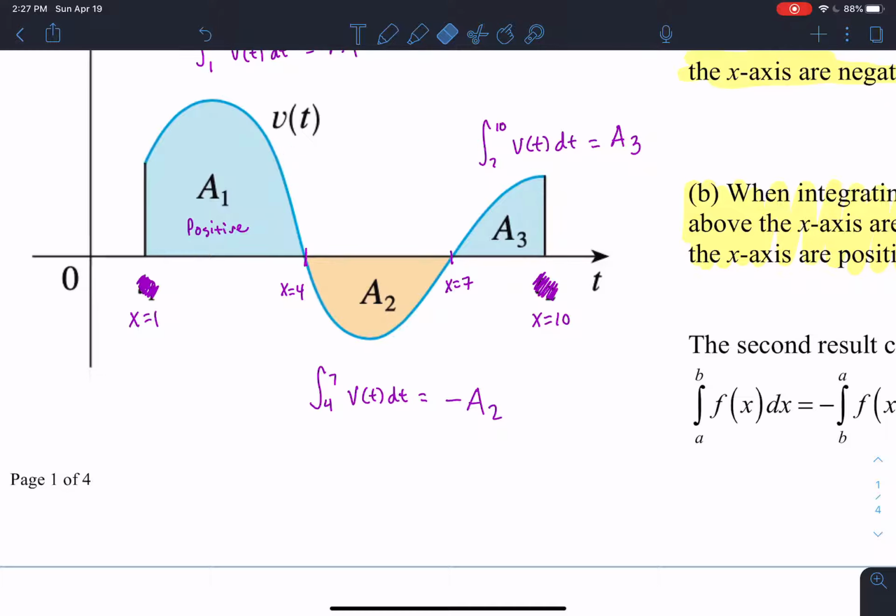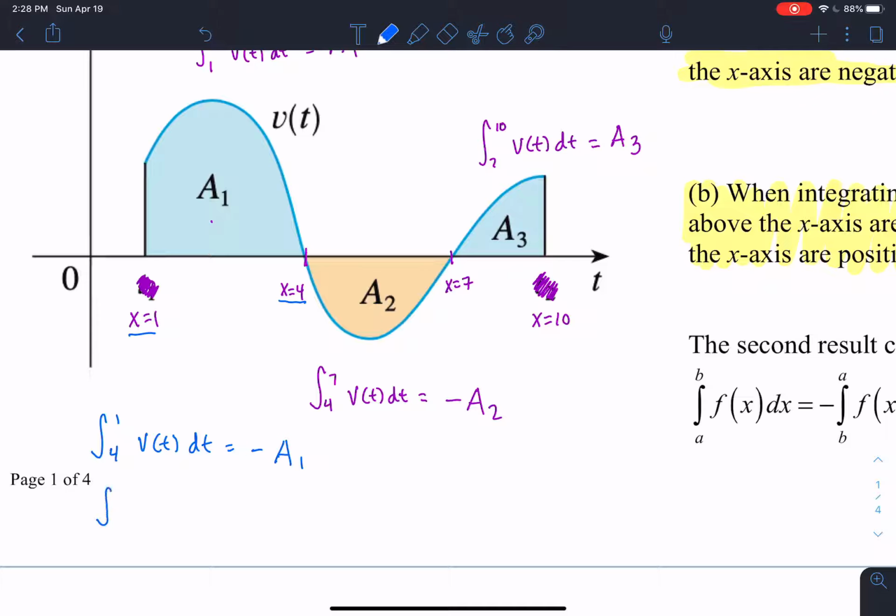Now, if I were to ask you to do the integral from 4 to 1 of v of t dt, I'm starting here at 4 and ending at 1. So I'm starting on the right and ending on the left. Because this region is above the x-axis and I'm going from right to left, this now becomes negative A1. Again, everything is just switching now.